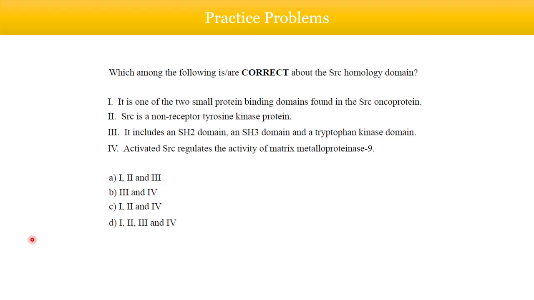So the SRC homology domain is one of the two small protein binding domains found in the SRC oncoprotein. That is right. SRC is a non-receptor tyrosine kinase protein. That is also correct. It includes an SH2 domain, SH3 domain, and a tryptophan kinase domain. No, that is not correct. Tryptophan kinase domain is not present. And activated SRC regulates the activity of matrix metalloproteinase 9. That is correct. So 1, 2, and 4 are correct. That is option C.